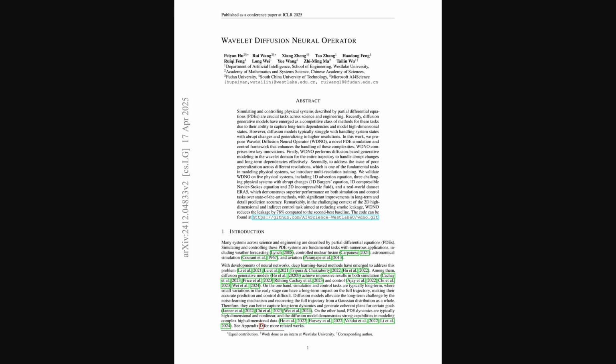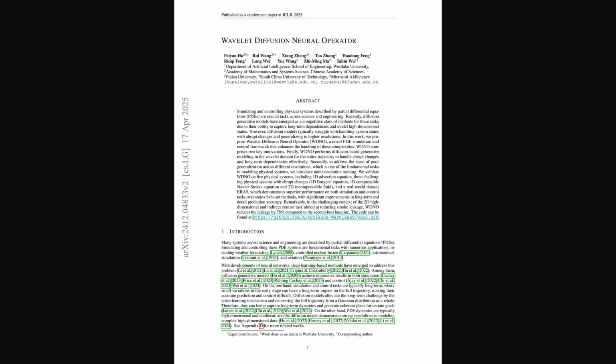I'm your host, Alex. Today, we're diving into a paper published December 6, 2024, titled Wavelet Diffusion Neural Operator. Alright, so this work tackles the challenge of simulating complex physical systems, things described by partial differential equations. The researchers propose a new framework called WDNO.